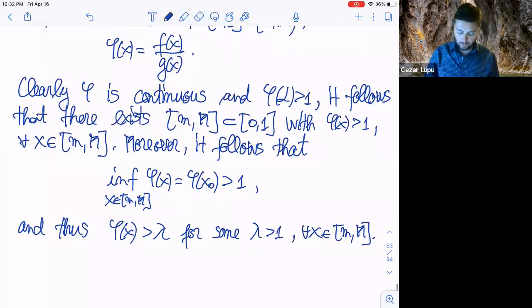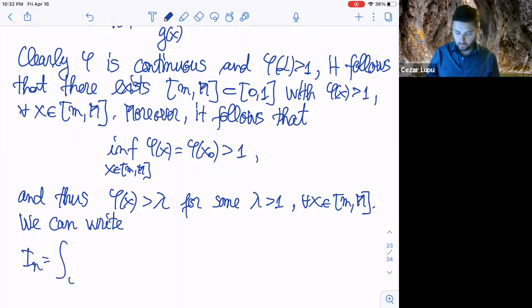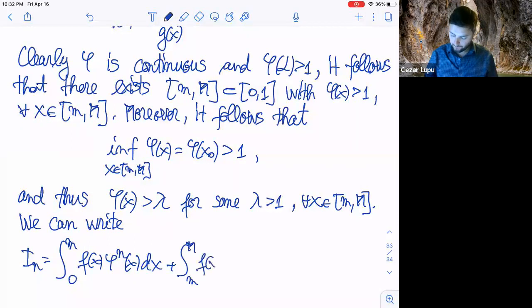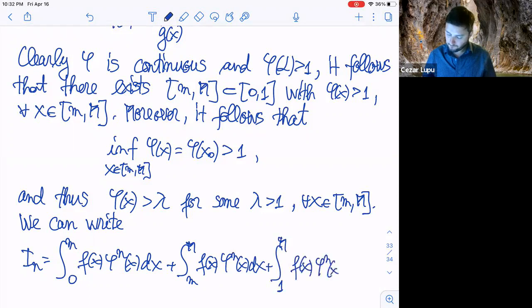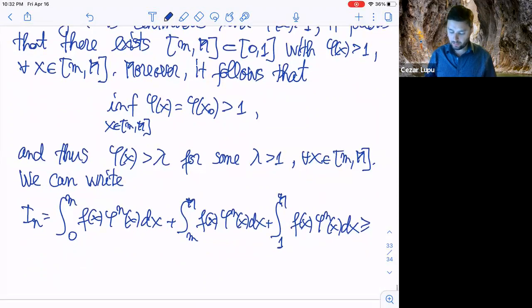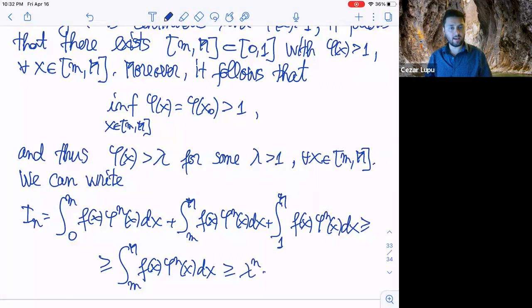Great. And now at this point, we can write our integral or sequence in the following way. We can write I_n as the integral from 0 to, let's say, m of f of x times phi to the power n of x dx plus the integral over M, plus the remaining piece. And we can neglect the first one and the last one. And this will be greater or equal than the integral from m to M of f of x times phi to the power n of x dx, which is greater or equal than lambda to the power n, because phi of x is greater than lambda, so we take it out, times this integral of f of x dx from m to M.